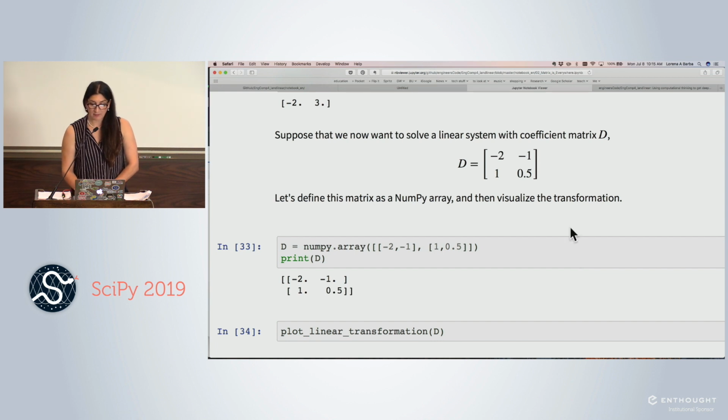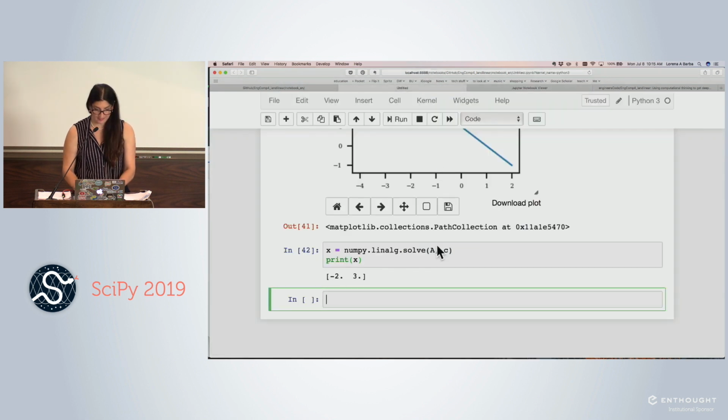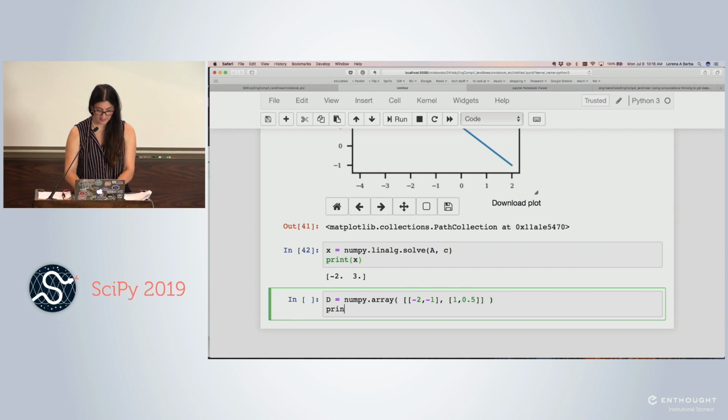The first column, remember, is where the i vector lands. The second column is where the j vector lands. We understand it as a linear transformation. Now let's look at it from the point of view of a linear system. So D equals numpy.array of, what do we have? The rows -2, -1, 1, 0.5. That is the matrix D. It's printed to see that we got it right.